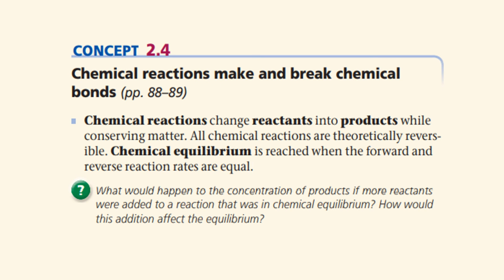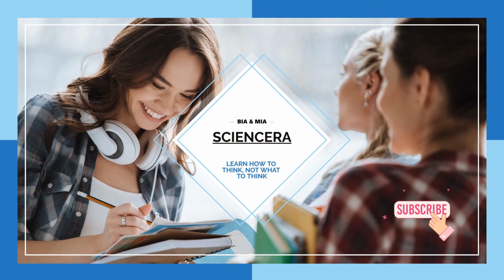The question they can ask regarding this concept is what would happen to the concentration of product if more reactant were added to a reaction that was in chemical equilibrium? How would this addition affect the equilibrium? This brings us to the end of the role of chemistry in biology, atoms and molecules unit.